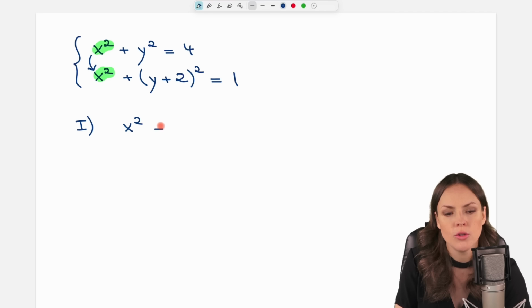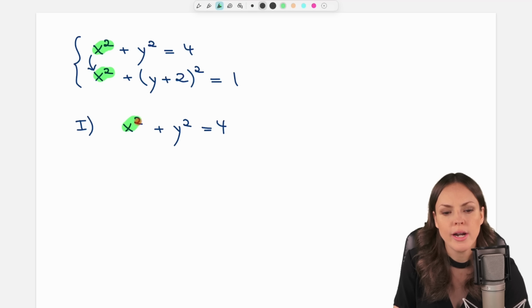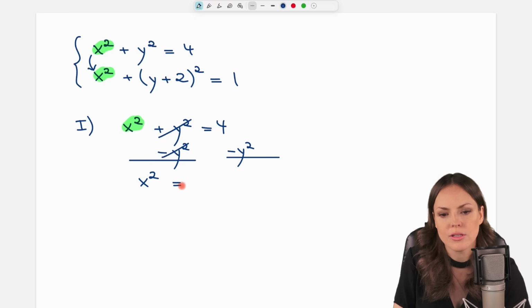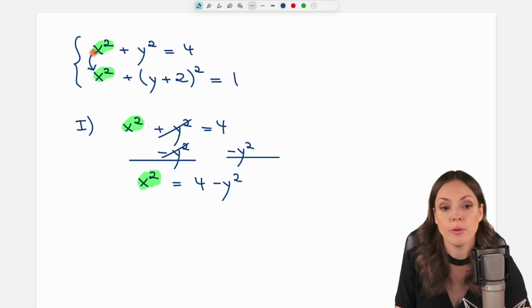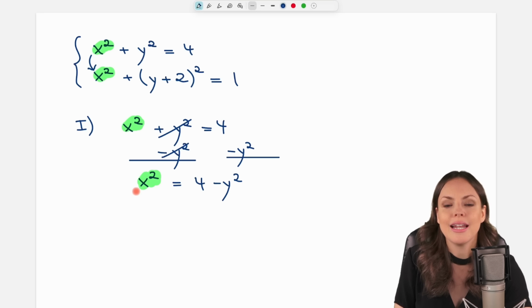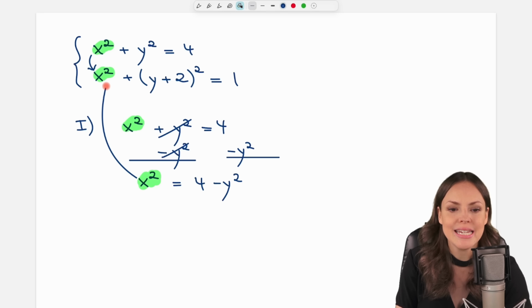So let's take the first equation as it is. I'm just going to write it down first, and let's solve this for x squared by subtracting y squared on both sides of the equation, so that we have x squared here by itself, because this cancels out, and on the other side we have 4 minus y squared.